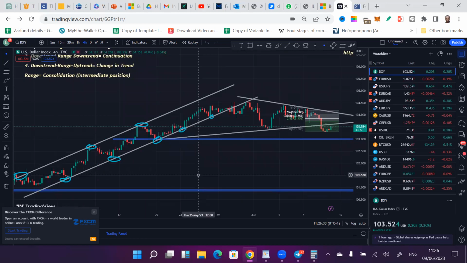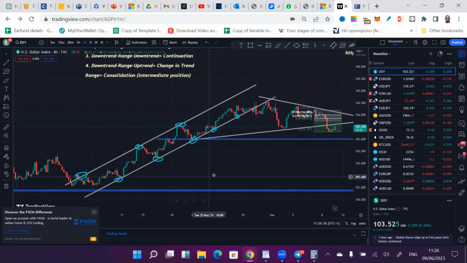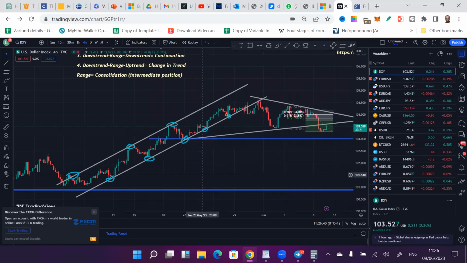What does that mean? It means that whatever is happening with the US economy is going to be reflected on this chart I'm showing right now. The dollar index is what is going to show you exactly what is happening with the US dollar as a currency standing alone.